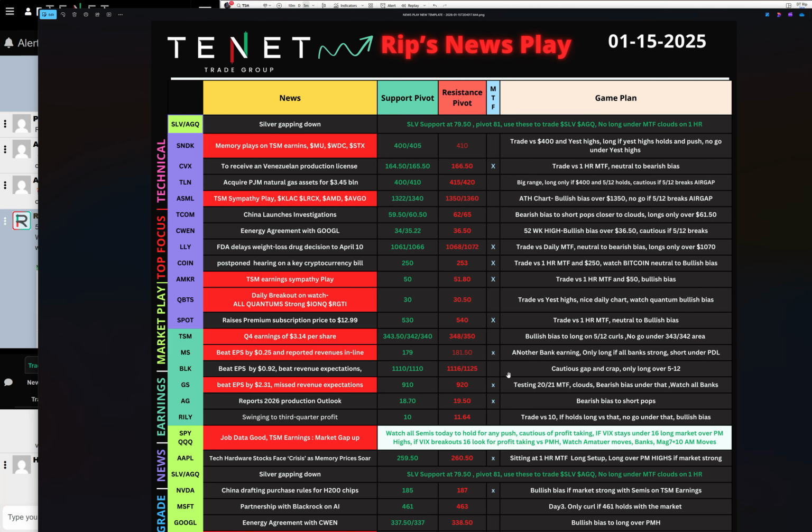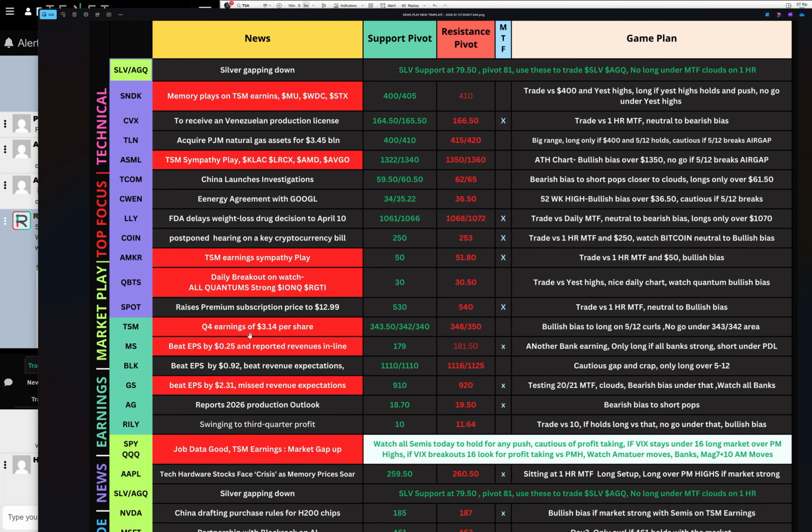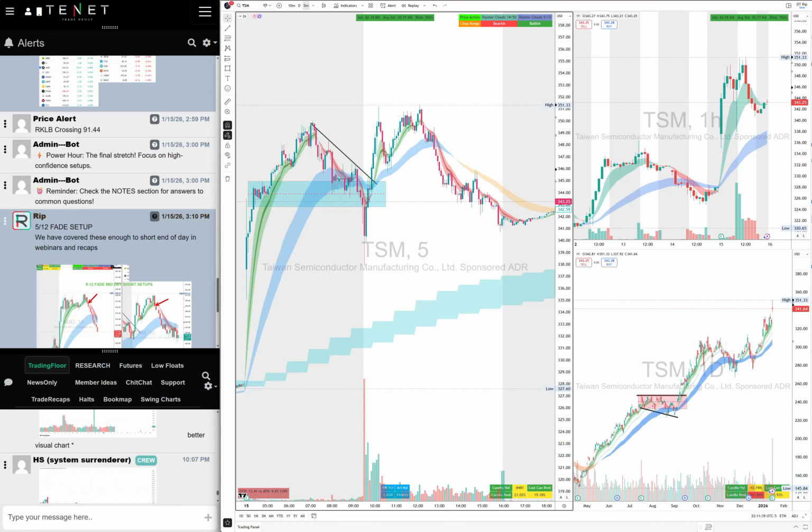We usually do pretty good with our setups. So the first trade we're going to take a look at is Taiwan Semi, support level provided here, resistance provided. The plan was bullish bias to long on 512 calls, no go under 343, 342 area. So we're not planning to long it under here.